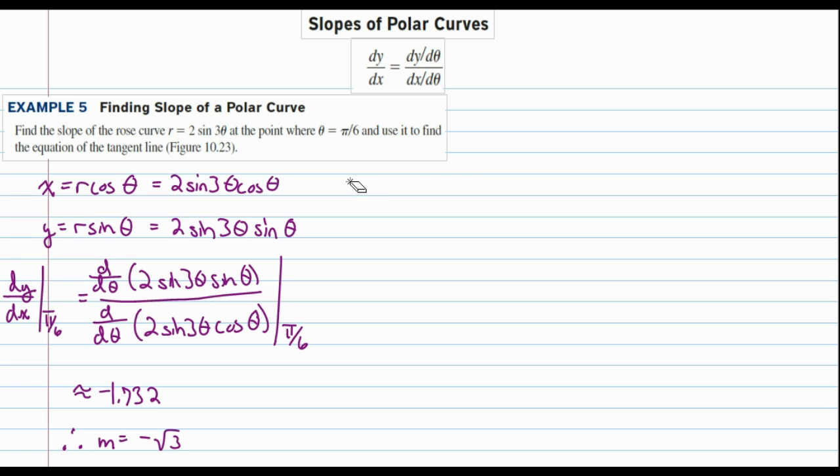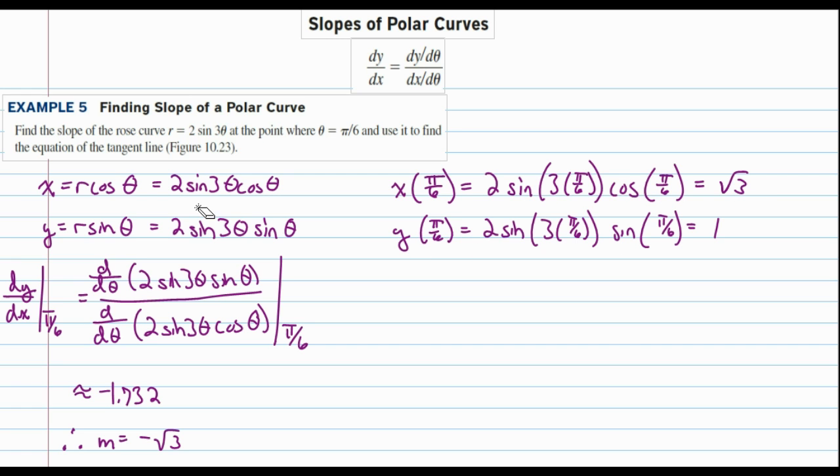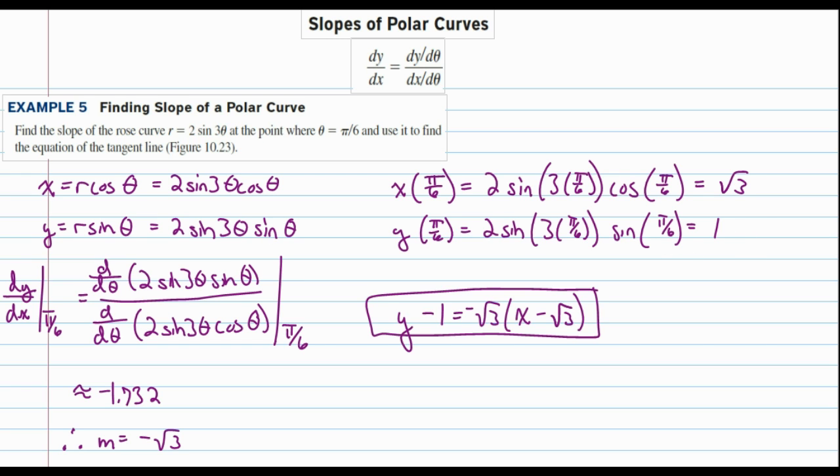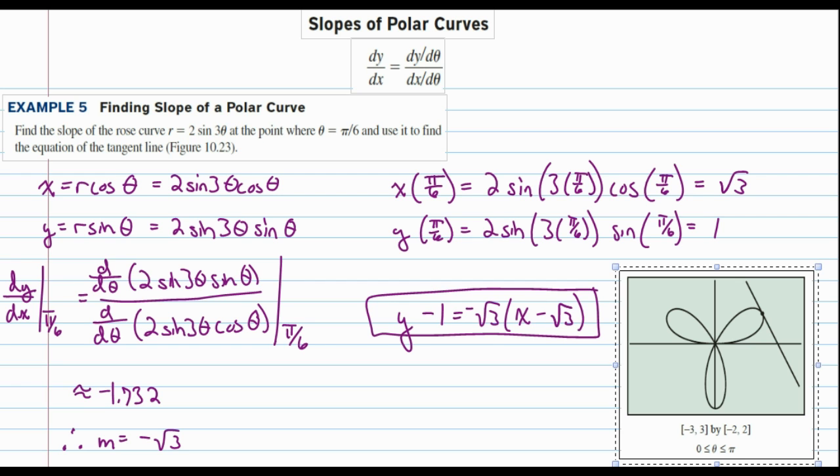Now we just need to find an x and y coordinate to get the equation of that line. Okay, well the x coordinate we said was r cosine θ, or 2 sine 3θ cosine θ. So x of π/6, I plug in π/6, I get square root 3. y of π/6, I take the y expression, plug in π/6, and I get 1. Which means then my equation of my line is in point slope form, y minus 1 equals the slope negative square root 3 times x minus square root 3. And that looks like this.